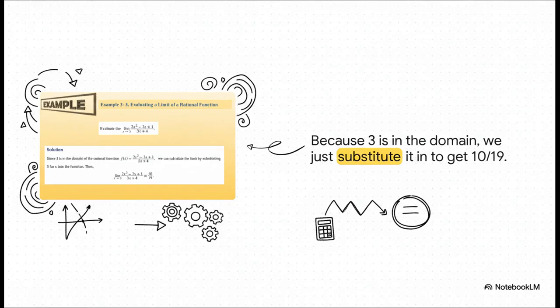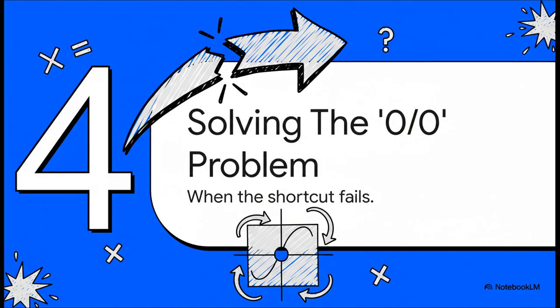So much faster. But what happens when that beautiful shortcut fails? What do you do when direct substitution gives you a total disaster? This brings us to the main event. How do we solve the dreaded 0 over 0 problem?